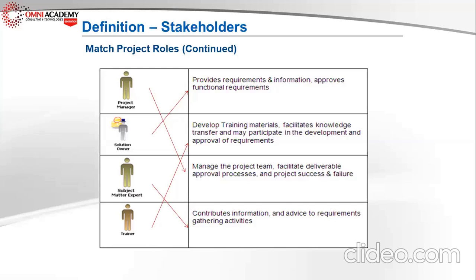Okay, project manager is the one who manages the project team, facilitates deliverable approval process, success and failure. You see, he's responsible for project success and failure. He is not responsible for solution success and failure. But we as business analysts are responsible for solution success. Then we also have solution owners, the SMEs, subject matter experts that provide the requirement information and approve functional requirements. Subject matter experts contribute business advice to the requirement gathering activities. Now, solution owner and subject matter expert could be one person, and that's what usually happens. Subject matter experts are the solution owners in our project, but that's not mandatory.